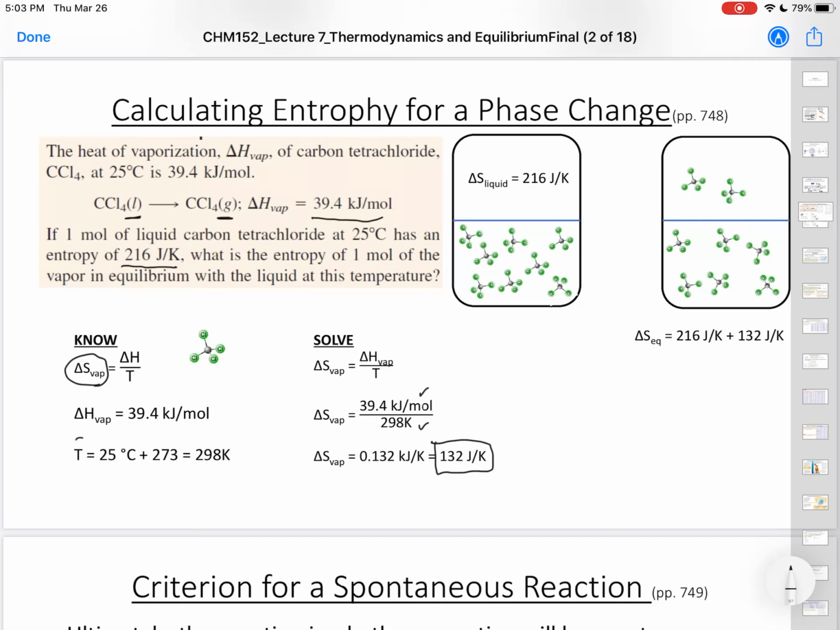So basically what it's saying is, if you have liquid, the entropy value is 216, okay? When you have something in equilibrium, so you have some gas, some liquid, okay? The disordered amount is this amount. This is the amount of disorder.